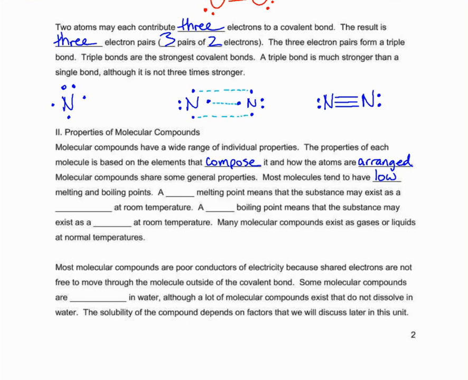So a low melting point means that the substance may exist as a liquid at room temperature. So some examples of things with a low melting point, we're talking about things like water, things like mercury.